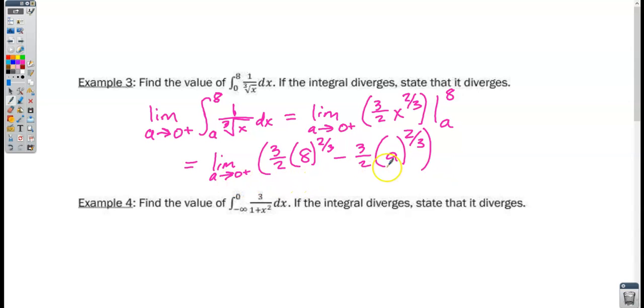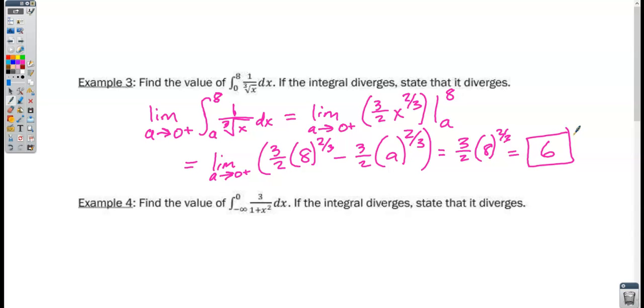And that's a limit I can take. As a approaches 0, 0 to the 2/3 is just going to be 0, and so the value of this becomes 3/2 times 8 to the 2/3, which is 4. So 3/2 times 4 gives us a value of 6 for this integral. 6.